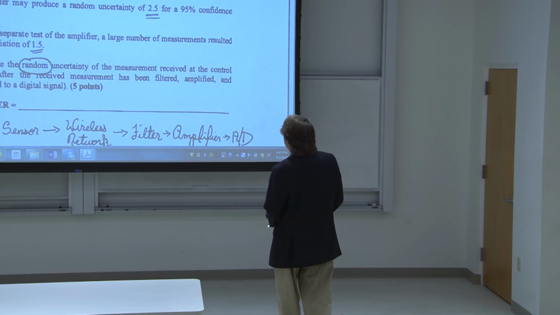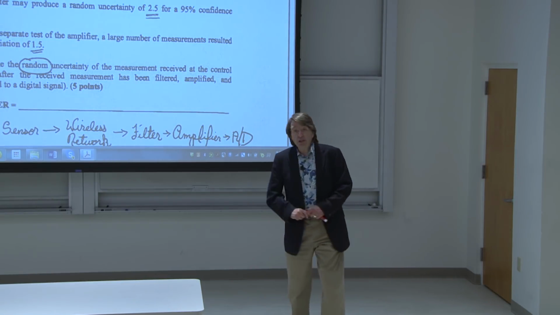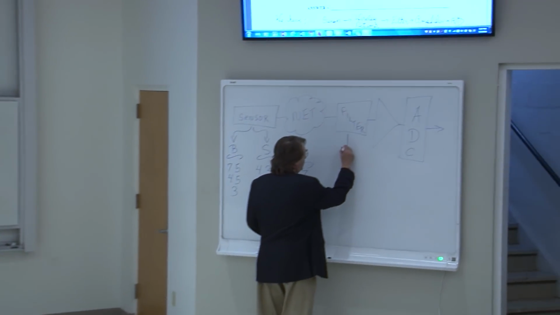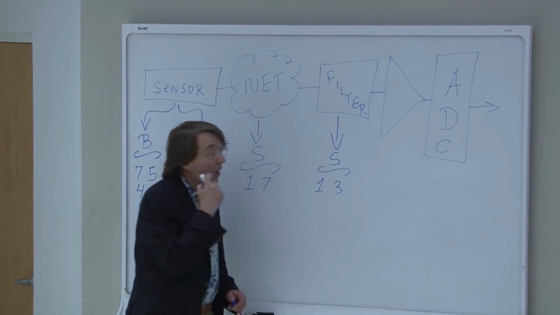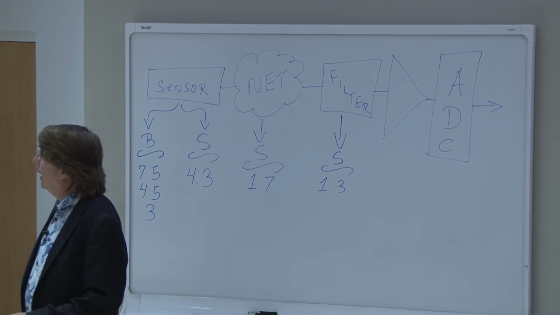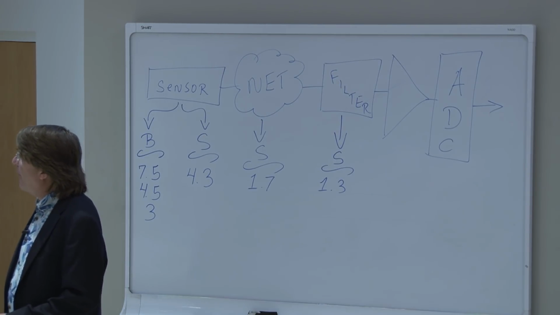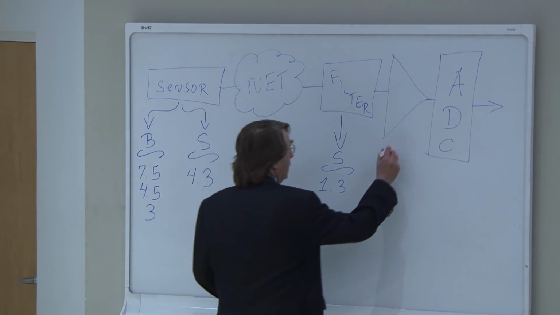And where am I here? Separate test of the filter, we got a standard deviation of 1.3. So I come over here for the filter, standard deviation of 1.3. All right. Now, I'll let the A to D converter go for just a moment. The amplifier has a standard deviation of 1.5.